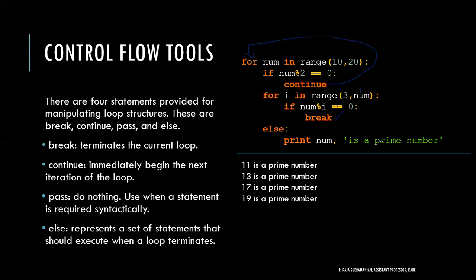We have various statements here. That is break, which terminates the current loop. Continue, which immediately begins the next iteration of the loop. I'll go for the next iteration. I have statements like pass. Pass means do nothing, right? We use it when a statement is required syntactically alone. So don't use it always. That is pass. Else represents a set of statements that should execute when a loop terminates. When the loop terminates, you have to use this. So those are the different control flow statements, right?